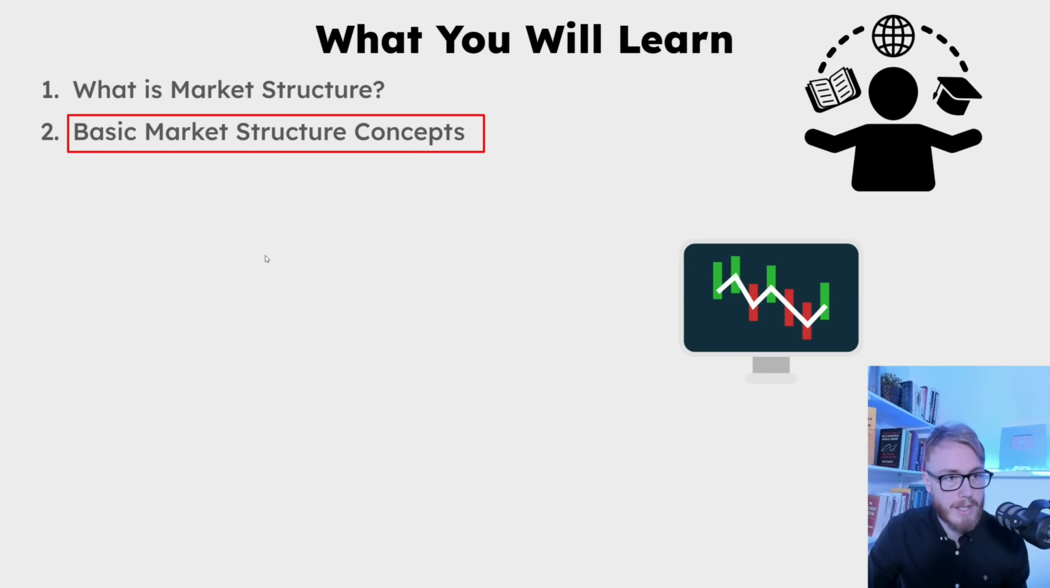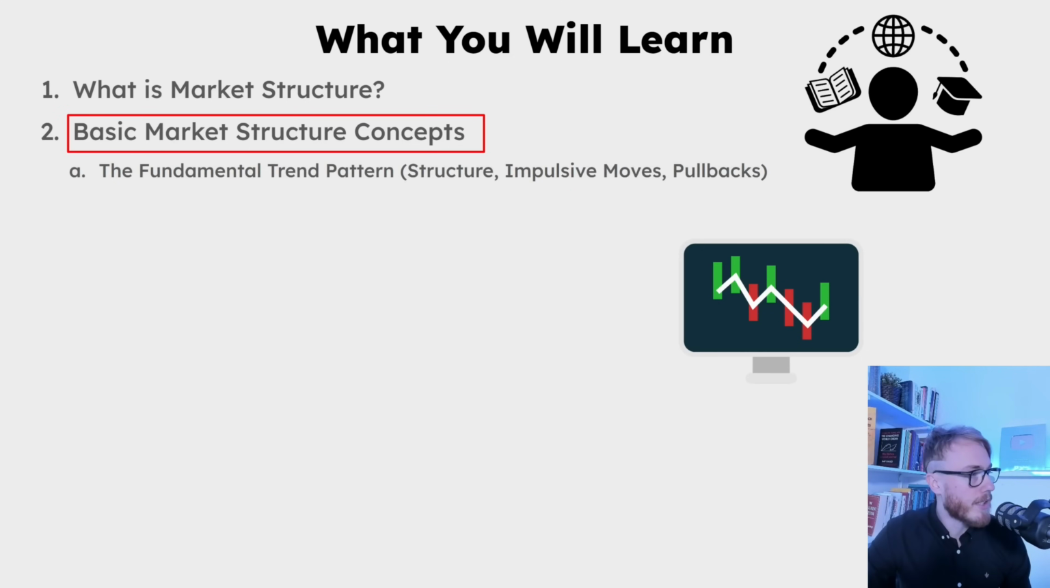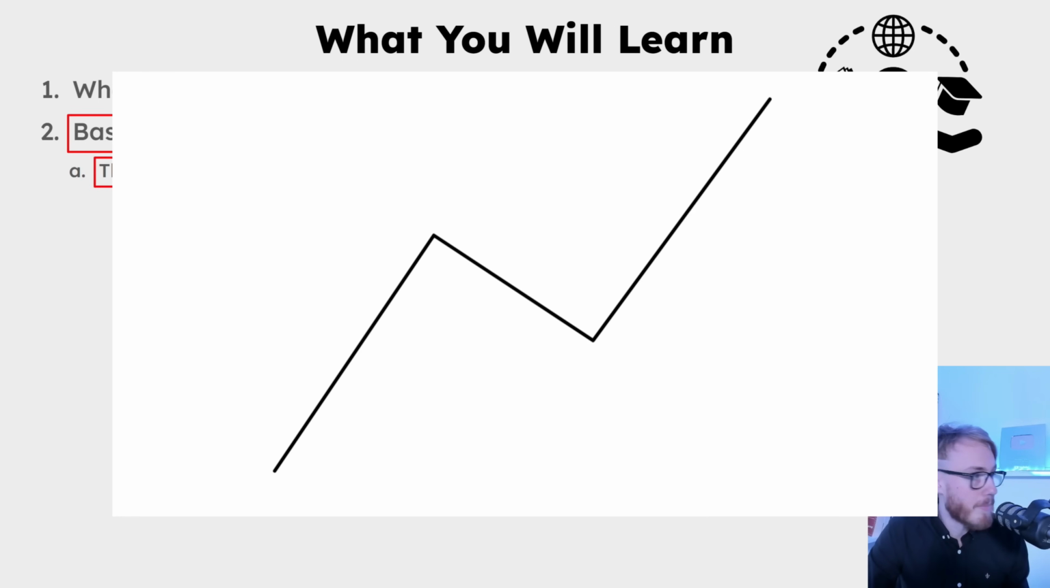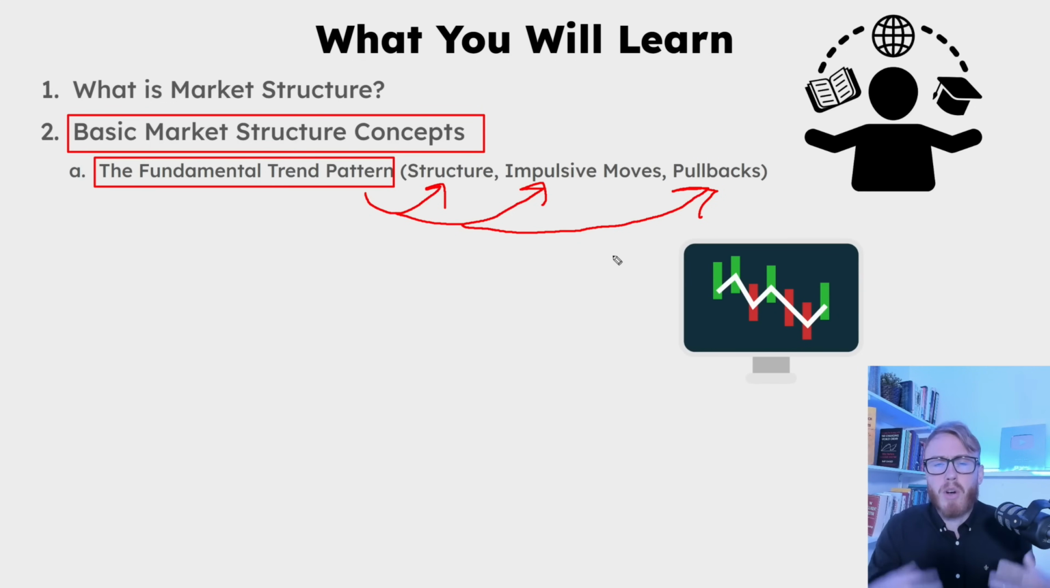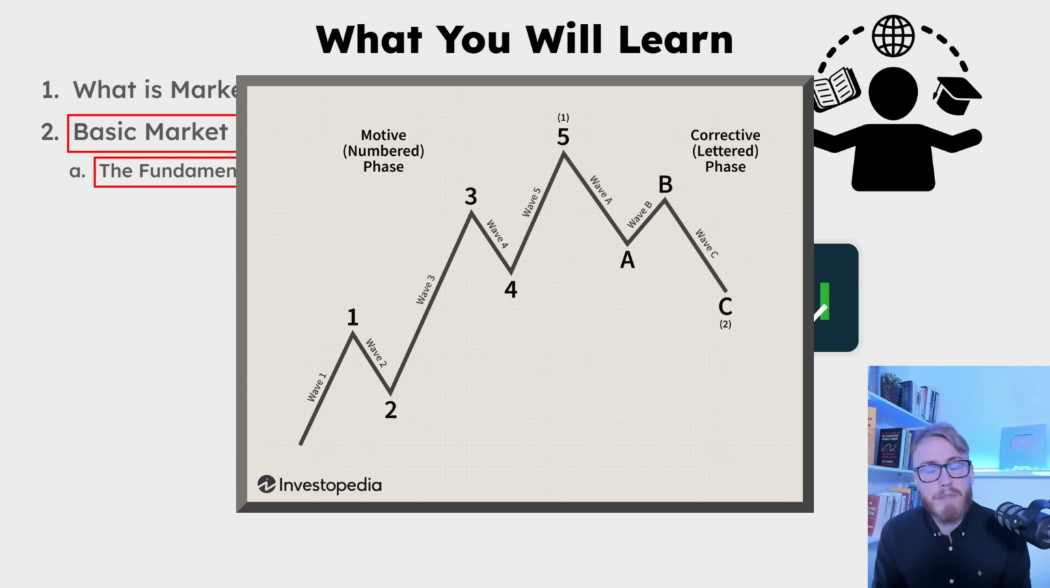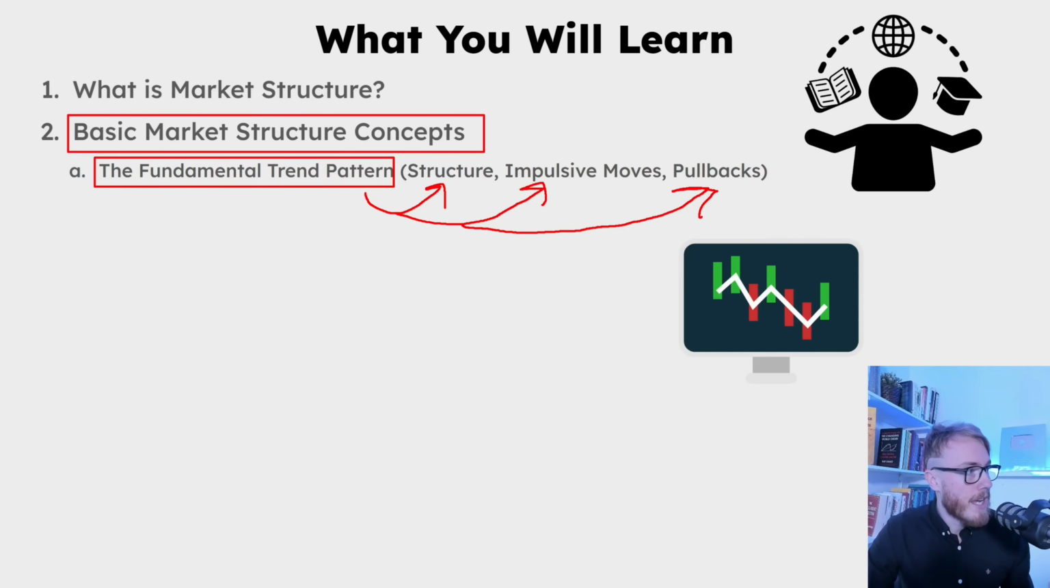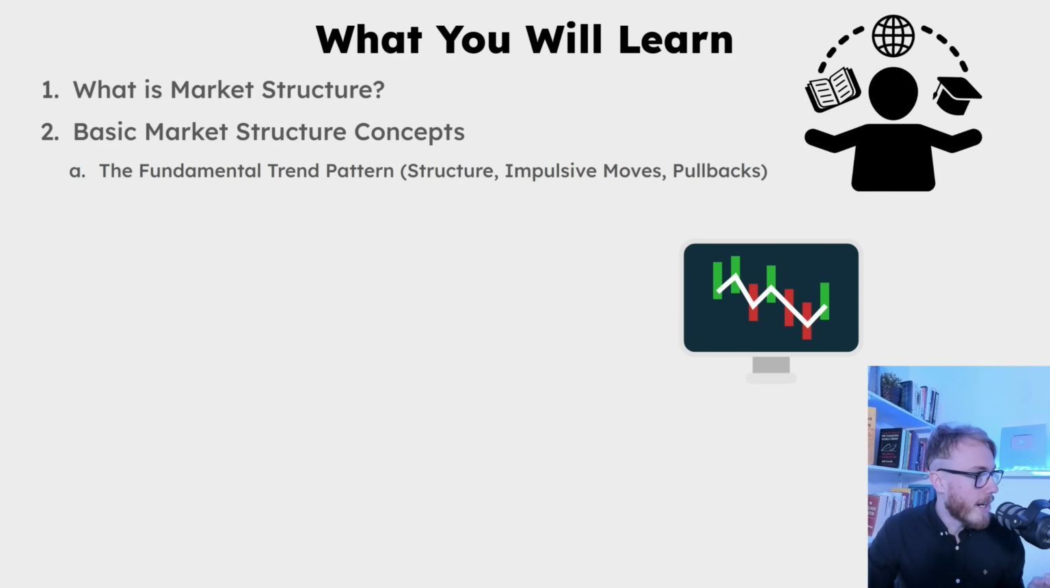In the next chapter, we are ready to take a look at some basic but very important market structure concepts. And the first thing we're going to take a look at is something that is at the heart of market structure, and that is called the fundamental trend pattern. Included in this pattern are some concepts like structure, impulsive moves, and pullbacks. The fundamental pattern is not only the foundation of classic market structure, but it's also at the heart of more complicated theories, like for example Elliott wave theory, Gann theory, and other theories. So learning about the fundamental pattern is something we can't do without here.